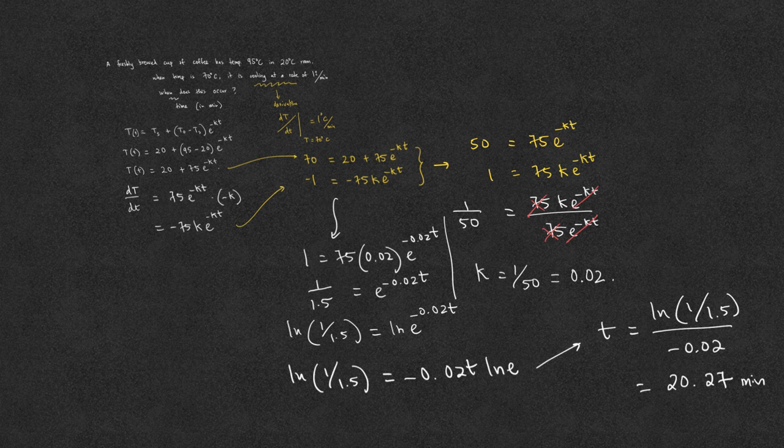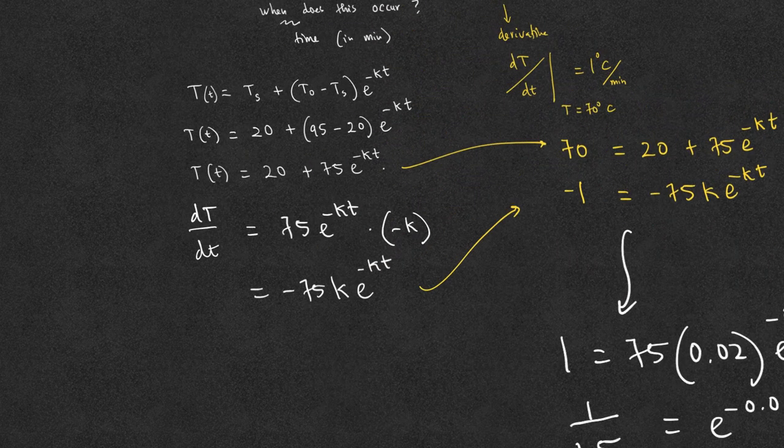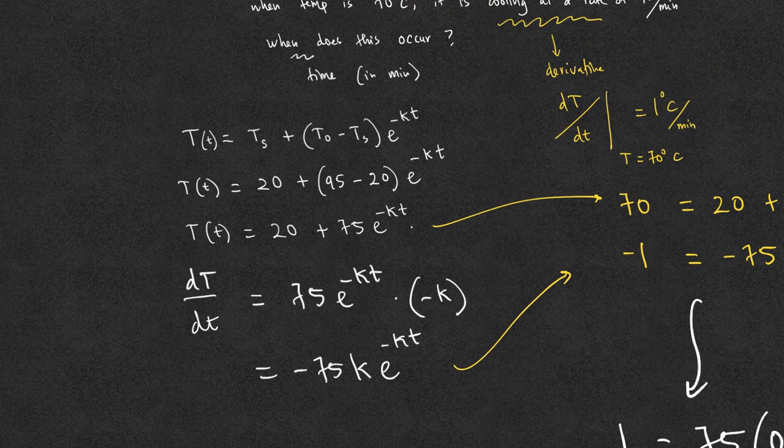How do we know that this is the correct answer? We can plug all of these back into Newton's law of cooling. If we plug k equals 0.02 into this equation, and then we plug in t equals 20.27, we will get 70 degrees Celsius. And also, if we plug 20.27 into the derivative, we will see that we get roughly negative 1.